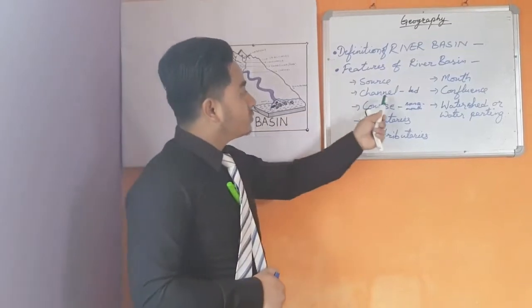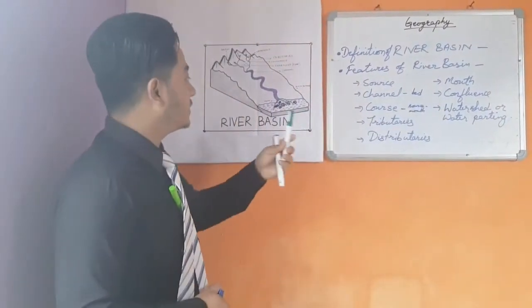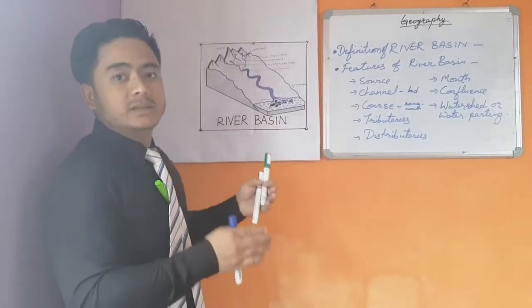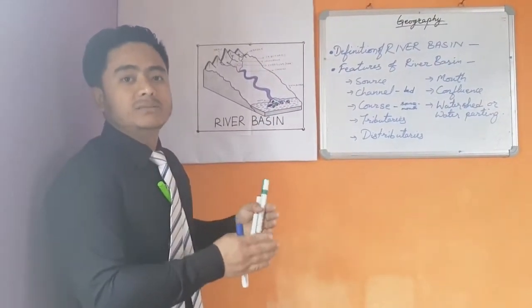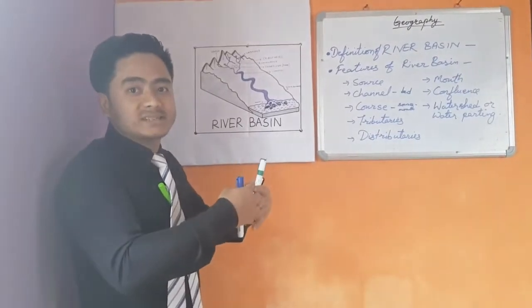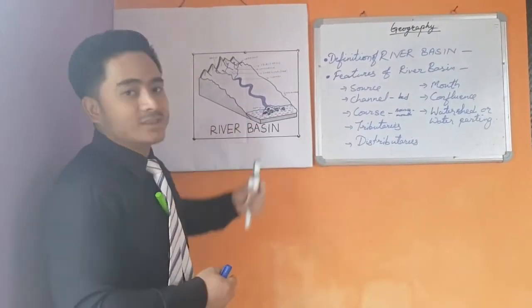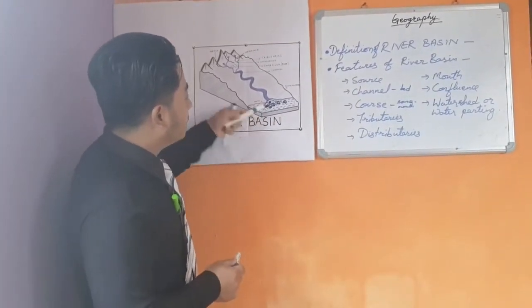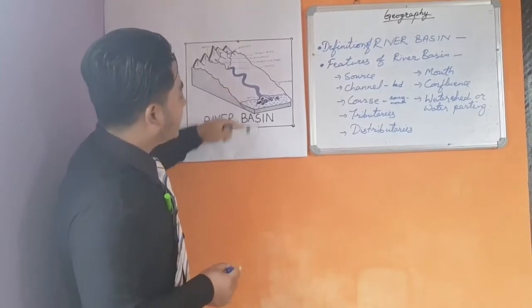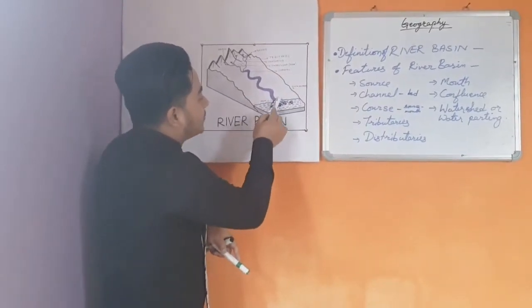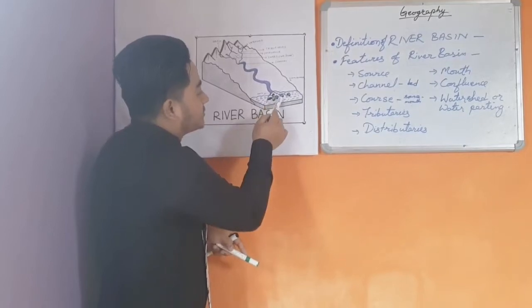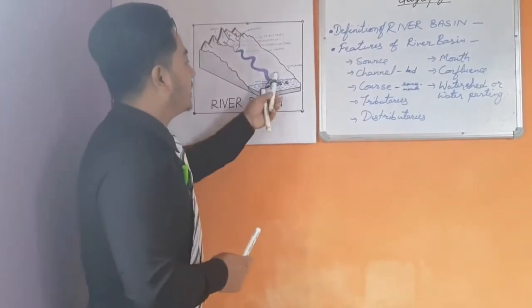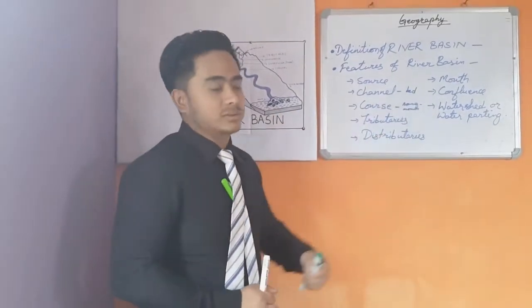So now the next one is mouth of a river. Mouth of the river is the place where the river ends or merges with the seas and the oceans. That place is called the mouth. As you can see in this diagram, the river has entered into the sea, and this particular point where the river is mixing with the seas and the oceans is called the mouth.